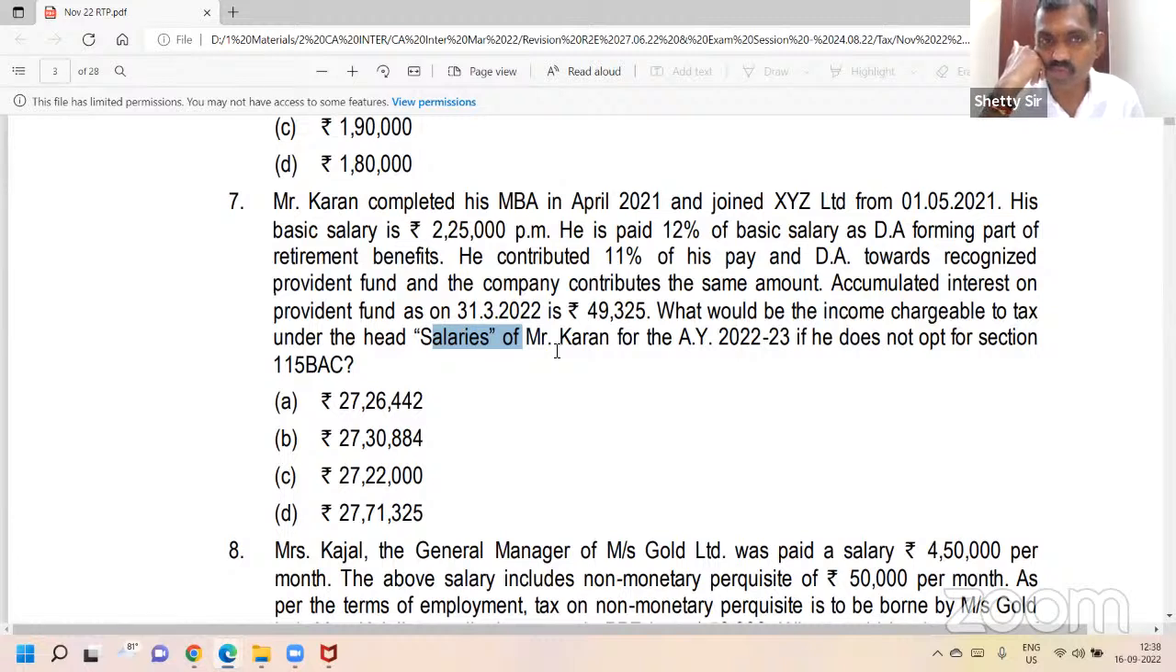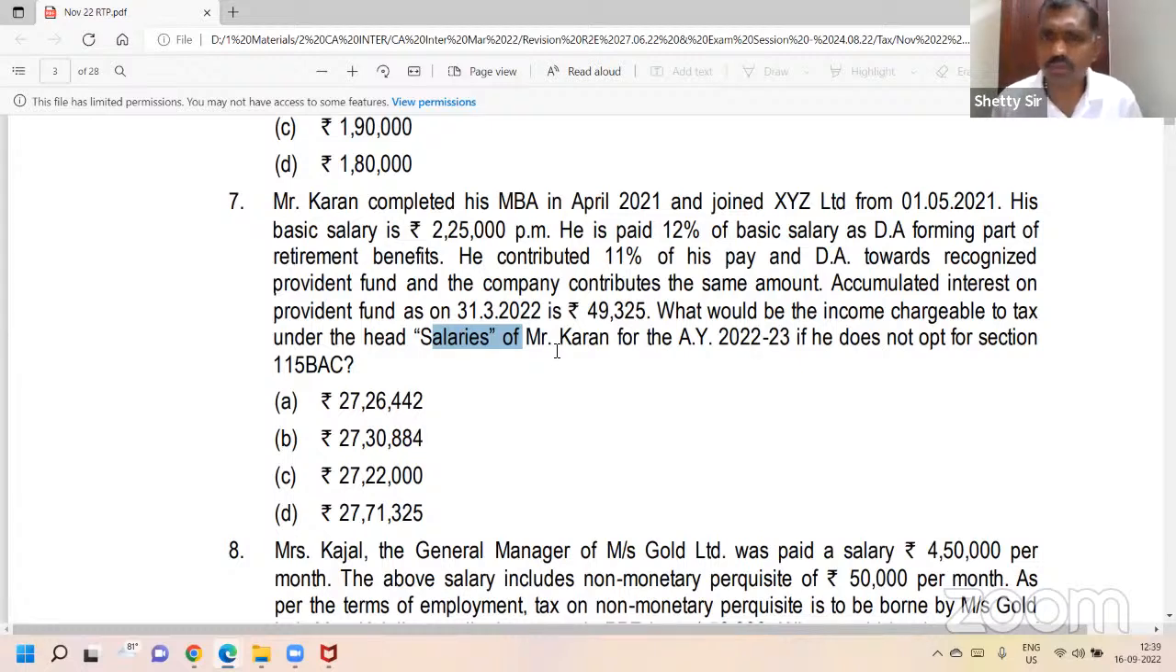Next. He is paid 12% of basic salary as DA, forming a part of retirement benefits. Good. So DA is 12%, DA taken is 12%, which is 2,97,000. We have done the calculation yesterday. Total is 27,72,000.